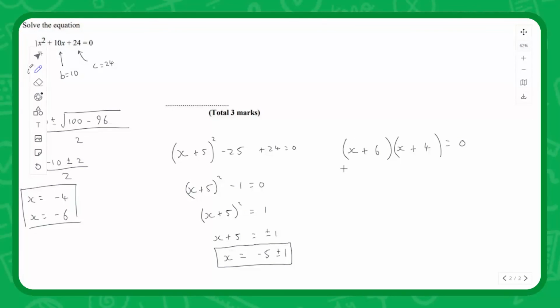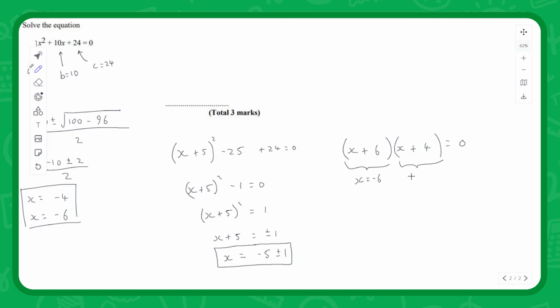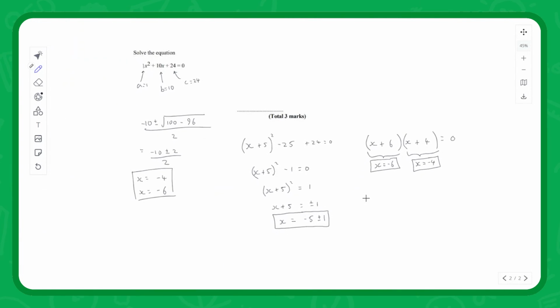And so if I focus on this first bracket, making this first bracket equal to 0, I know that x has to be minus 6. If I then focus on this second bracket and I want to make this second bracket equal to 0, I know x has to be minus 4. And so again, we end up with the exact same two solutions. And that's how we can apply any one of those three methods to solving our quadratic equations.